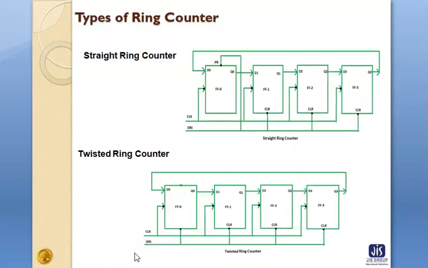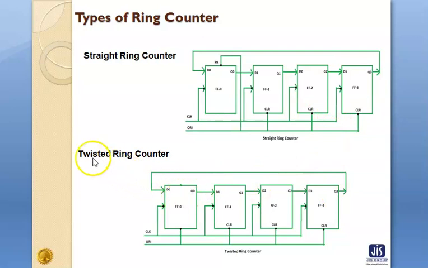Now the types of ring counter. There are 2 types of ring counter, that is straight ring counter and another one is twisted ring counter. The straight ring counter is also known as one shot counter. In this counter, the output of the last flip-flop is connected to the input of the first flip-flop, and the main point of this counter is that it circulates a single 1 or 0 bit around the ring. Here we use preset for the first flip-flop and clear for the last 3 flip-flops.